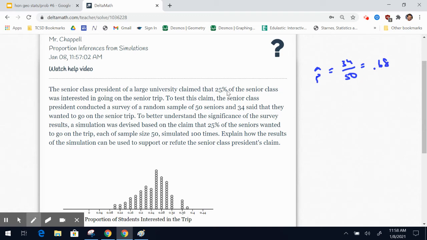Because that's more than 25%, I think we're trying to see, should we raise this number? Do we think that more of the senior class want to go than just 25%? So I'm going to go 0.68 or more. Because 0.68 is bigger than 0.25, I'm going to go greater.